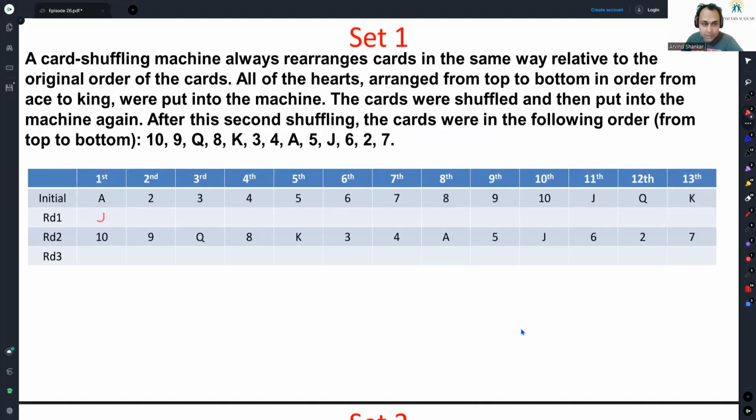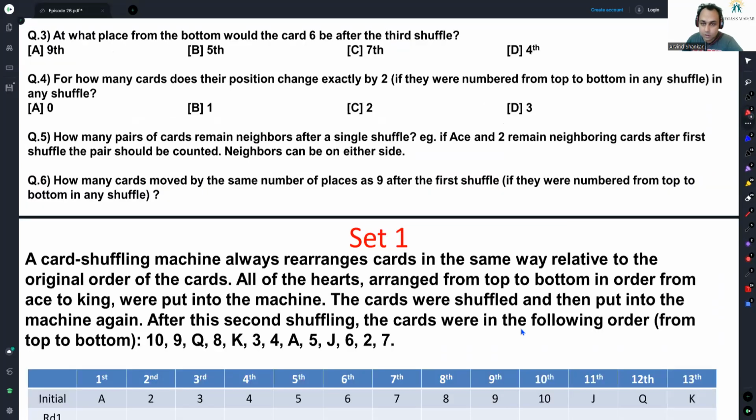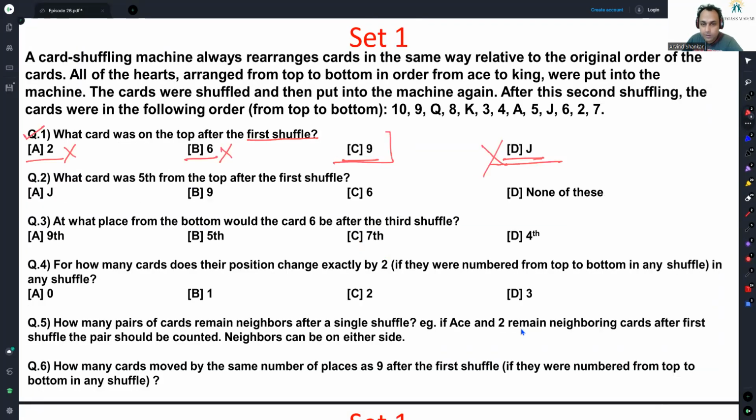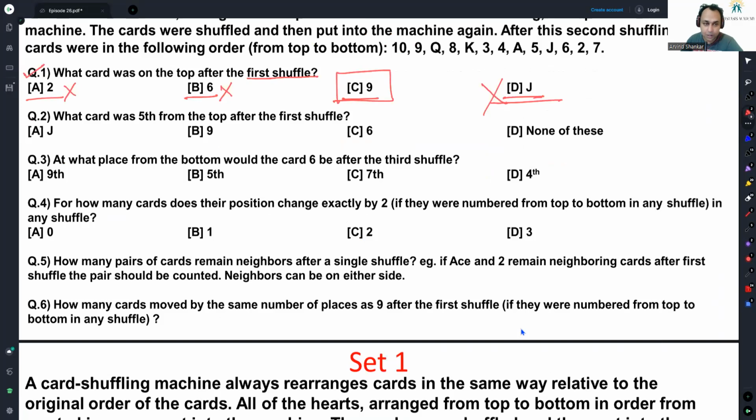So if J came here, I have J10. So J10, 10-6. So 10-6, 6J. So 6J, and this is unacceptable. I have 2 J's in the running now. This cannot possibly work. This is not correct. Okay. So this is also wrong. So I now know 9 is definitely coming at the first spot.